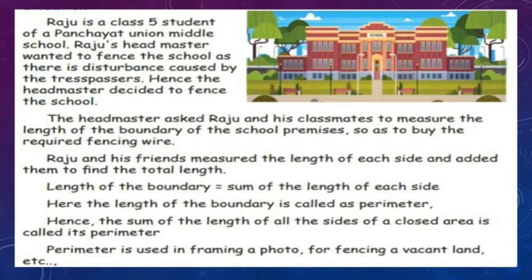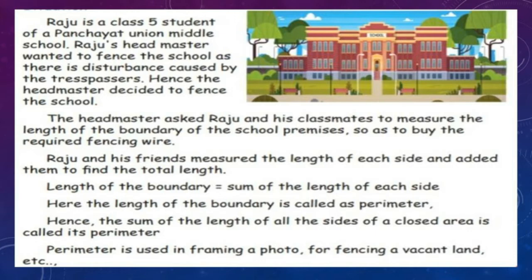Raju is a boy who is studying 5th standard in a school. Raju has a headmaster. The headmaster said to the school students, we are going to build a fence along the school. That means they are going to make a fence on the four sides. So they call the students to measure the four sides of the school. That means the length of the boundary is equal to the length of each side, all four sides together.